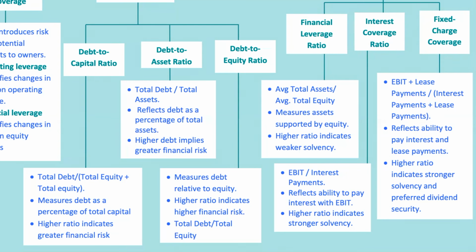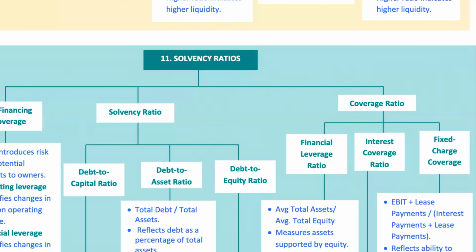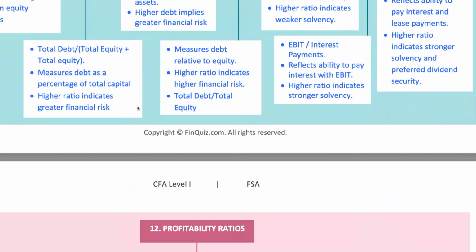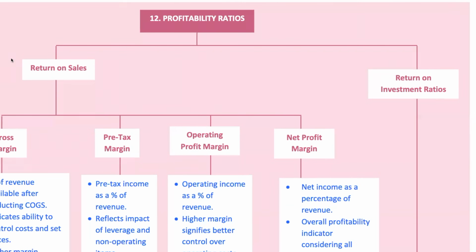So, in a nutshell, solvency ratios help us understand a company's long-term sustainability and financial structure. They are crucial when assessing whether a company is over-leveraged or well-positioned to weather financial storms. Got it? Great. Let's move on to profitability ratios next.